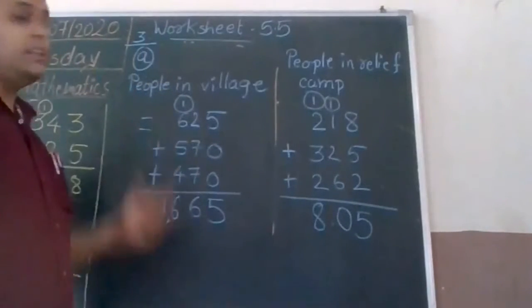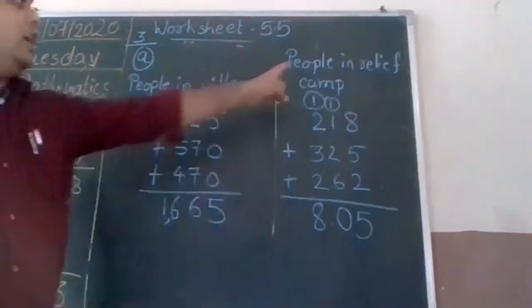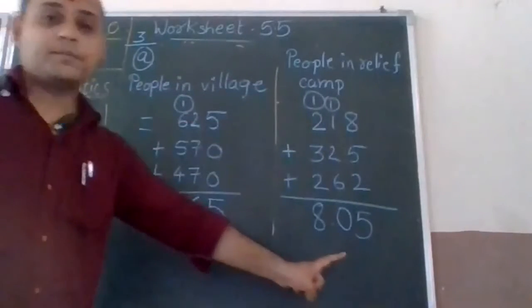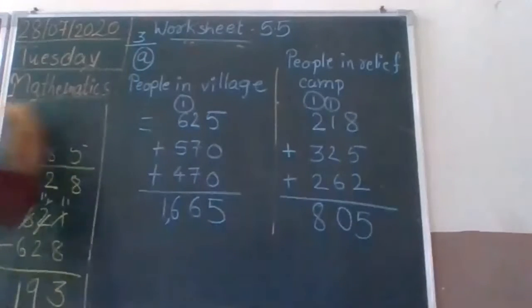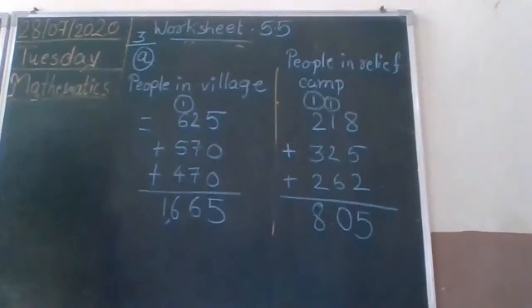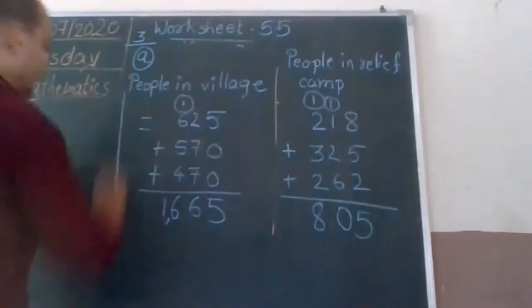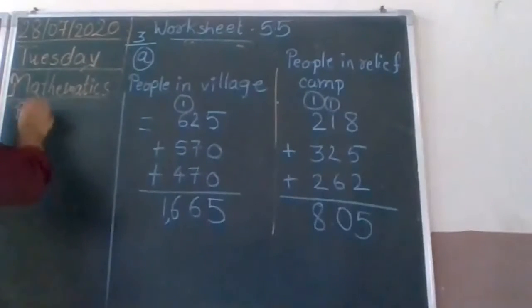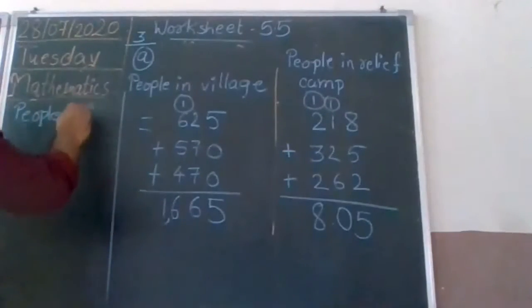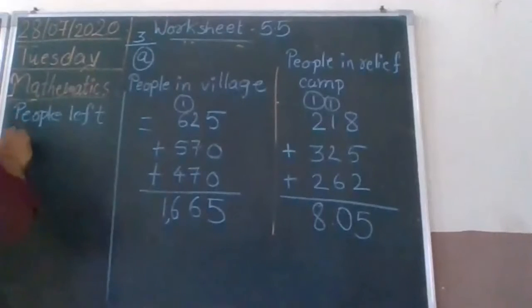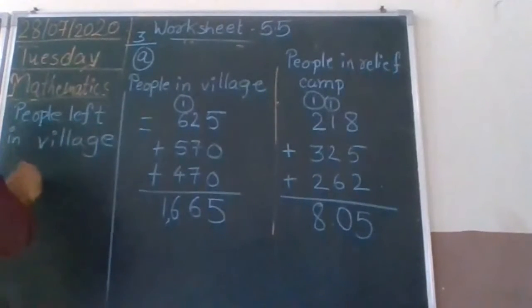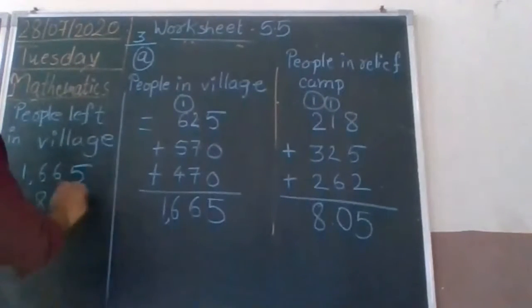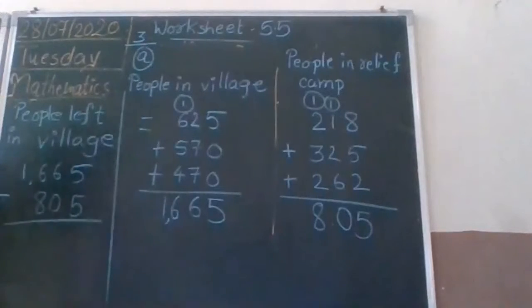Total number of people in the village: 1665. How many people were shifted in relief camp? 805. So now it is very easy: how many are left in the village? People left in the village is equal to 1665 minus 800. Come on, find out the answer.